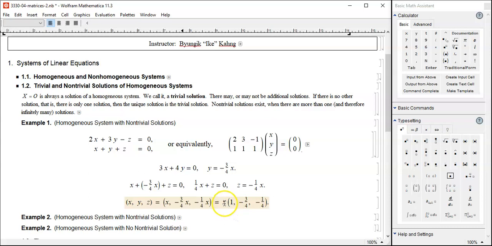Because you have some x, which is a scalar, an arbitrary real number, times a certain vector. So if I double x, then the solution will be doubled. If I triple x, the solution will be tripled, and so on for all directions. That's why this thing is called homogeneous.